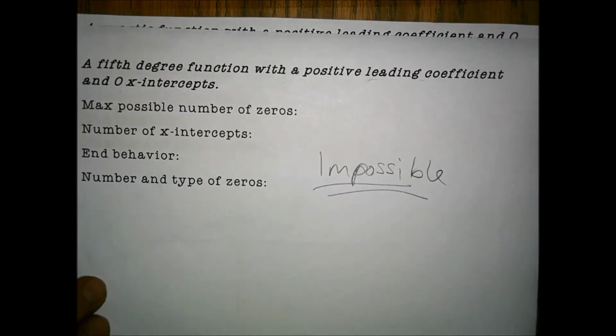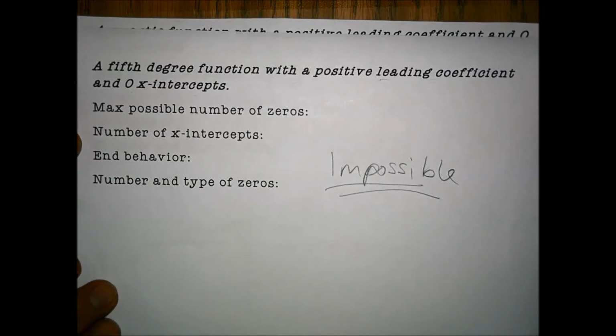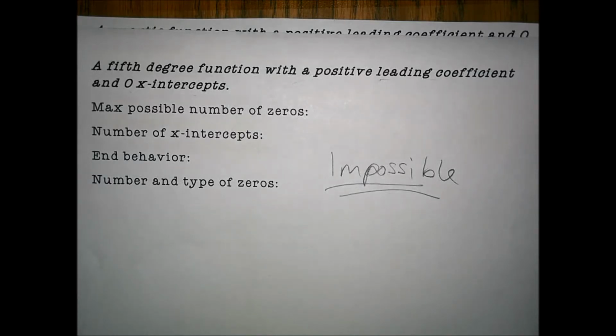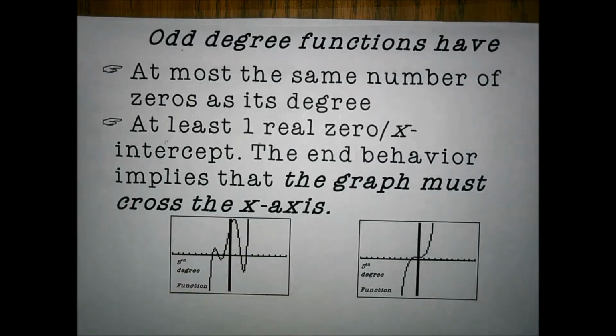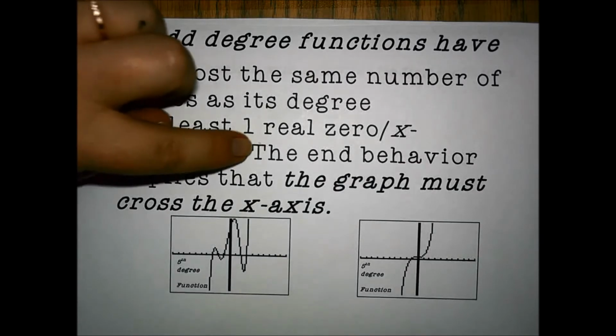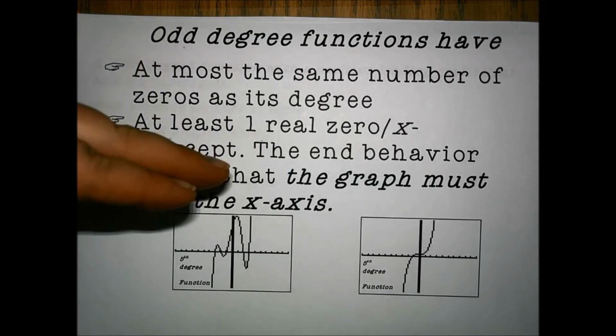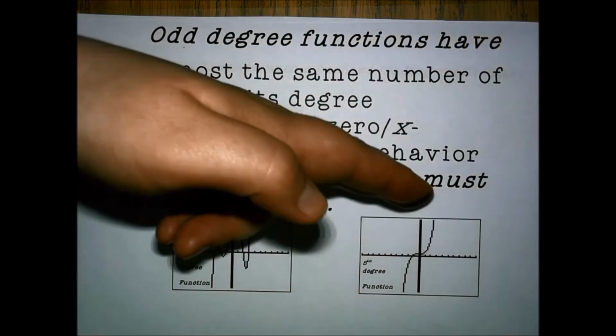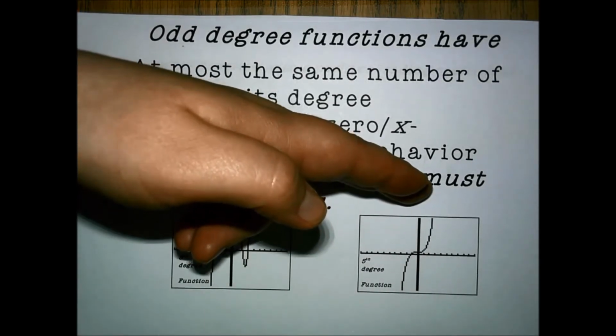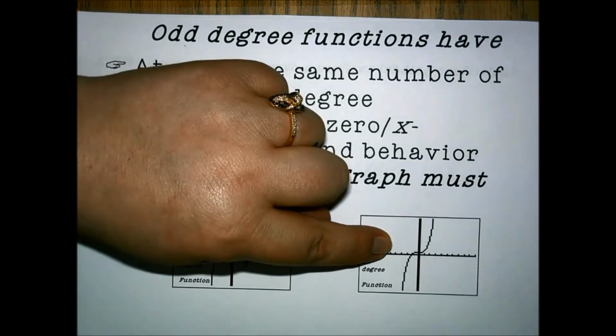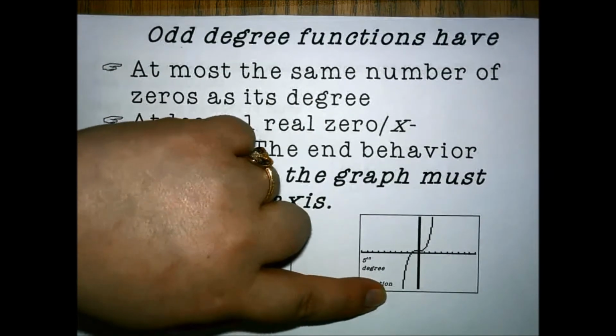A 5th degree function with a positive leading coefficient is impossible. Remember before, when we talked about odd degree functions, odd degree functions have to cross the x-axis at least once because their end behavior is different. If you plug in a positive, that's going to cause a positive output for large positive outputs. For large negative inputs, that's going to be a negative output.